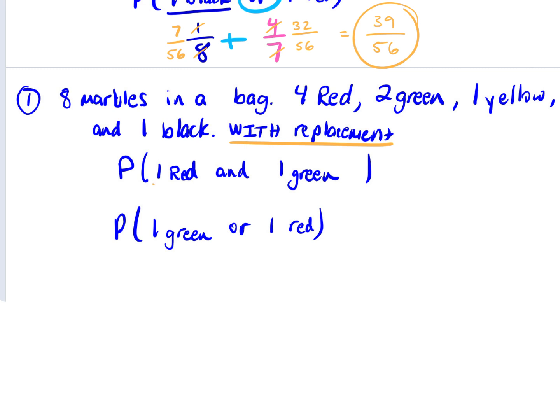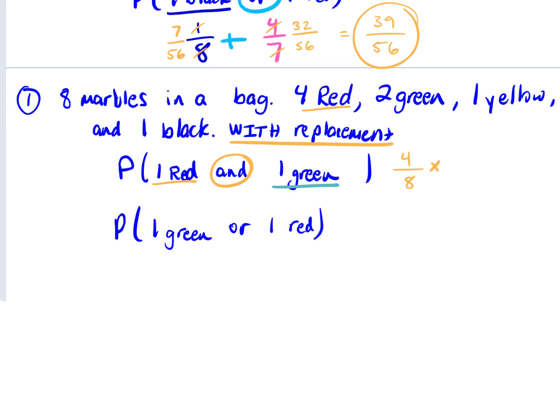So the probability of picking 1 red, well, we have 4 red out of 8 marbles total. So 4 out of 8. It says and, which means that we multiply. Now we're putting that red marble back in the bag because we're assuming that the first marble we picked was red because that's what we wanted. We're putting it back in the bag. So we still have 8 marbles the second time we pick.